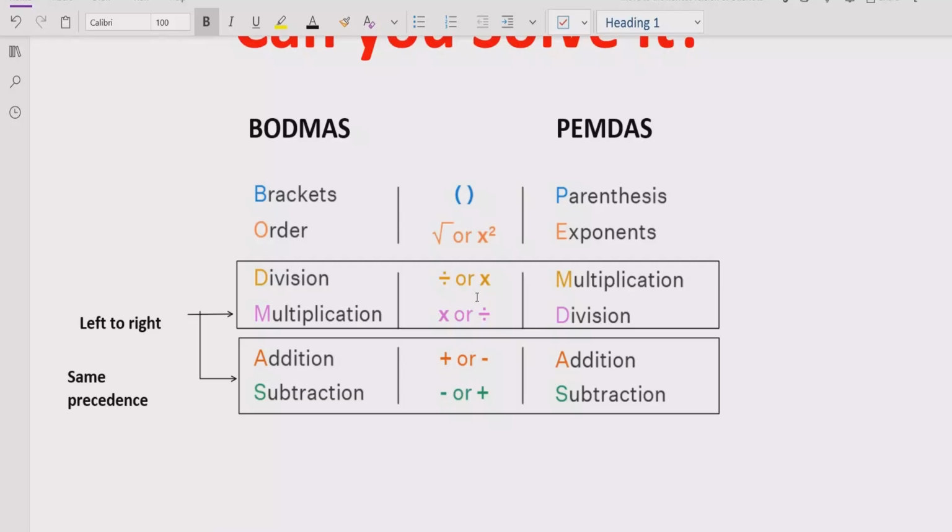Step number 3, you have to solve division and multiplication. So what you have to do, you have to go left to right in your expression and find out division and multiplication. Both have similar precedence. You can solve any of them which is coming first. Similarly, for addition and subtraction, we have the same rule. We can solve addition first if it is coming first, and we can solve subtraction first if it is.